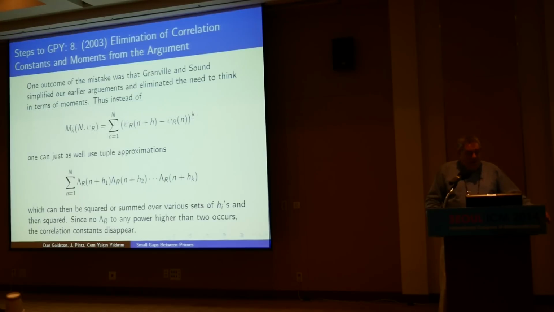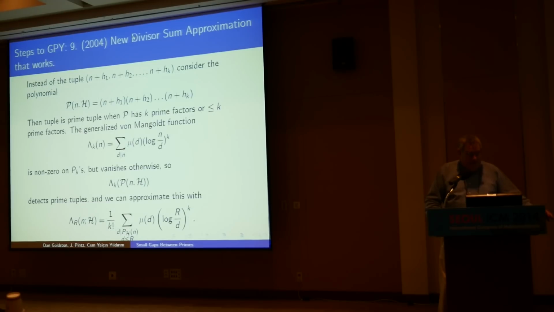So step 8, Granville and Soundararajan also showed us how to not use moments, but just use these correlation type sums, which can do the same thing as moments, but they don't give us any of those constants, so that eliminated that. And then finally, in 2004, step 9, we were looking at a paper by Heath-Brown. It turns out that there's a generalized von Mangoldt function that tells you if a number has k or fewer primes.